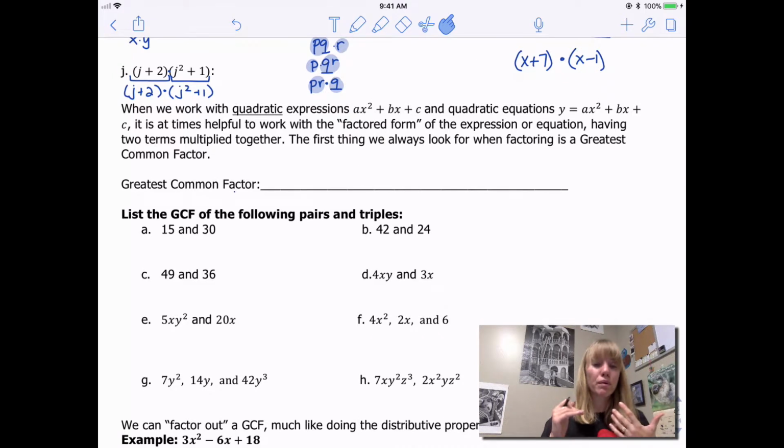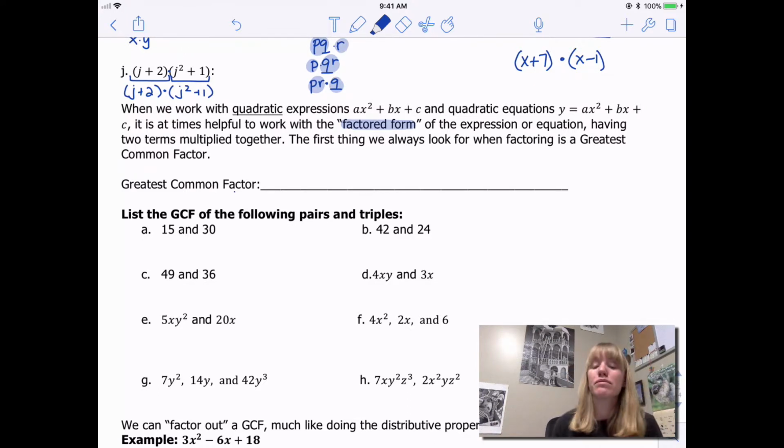So here's the point. When we work with quadratic expressions, so ax squared plus bx plus c, so things that are like polynomials, it's at times helpful to work with the factored form, which means instead of working with a polynomial without parentheses, I want to work with it when I have one factor multiplied by another. The first thing that we're always going to look at when we're factoring is the greatest common factor.